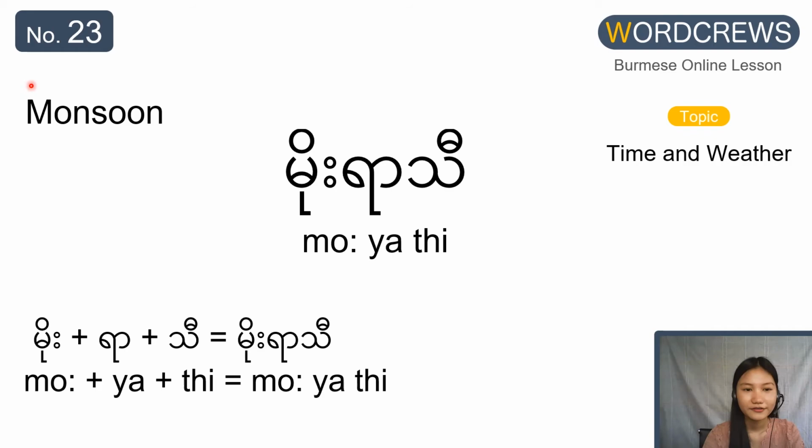So the next one is monsoon. Monsoon is moyati. Let's see how to read it. So here is alphabet ma and o symbol, so we pronounce mo. And second one is alphabet ya and a, so we pronounce ya. And the last one is alphabet ta and e symbol, so we pronounce ti. Altogether, moyati. Monsoon, moyati.